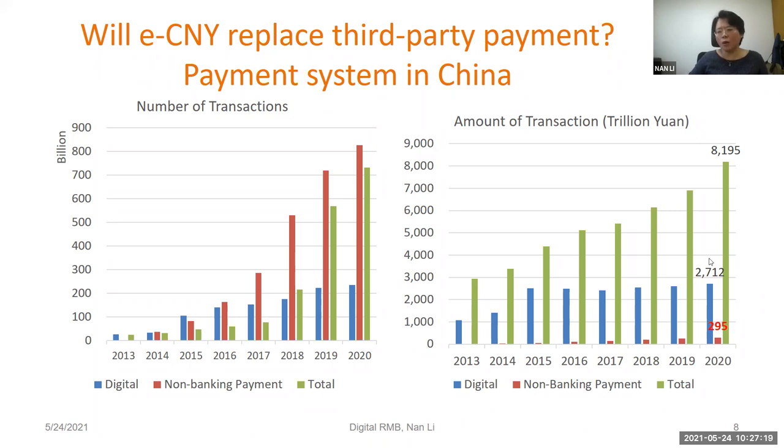And overall, the total digital payment through the commercial banking system amounts to 2,712 trillion RMB. So from this graph, you can see that although the number of transactions done through the non-banking or third-party payment system is the highest, all of these transactions in terms of amount are much smaller compared with the payments that have gone through the banking system, okay?